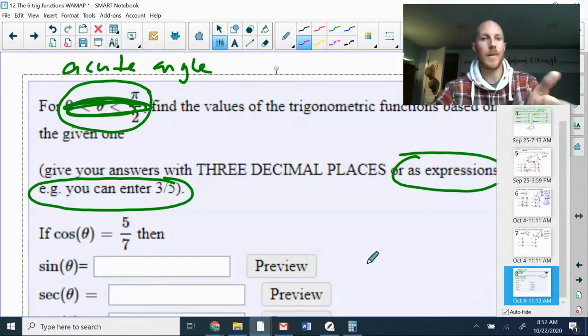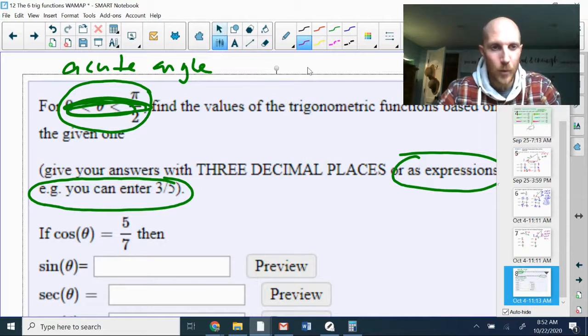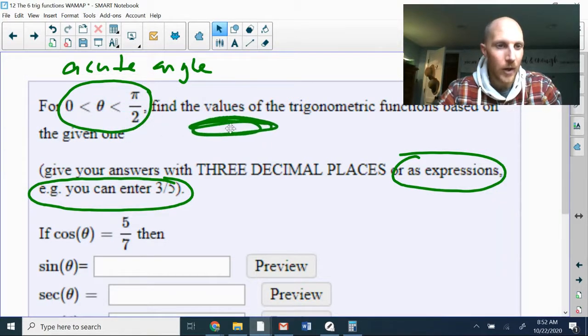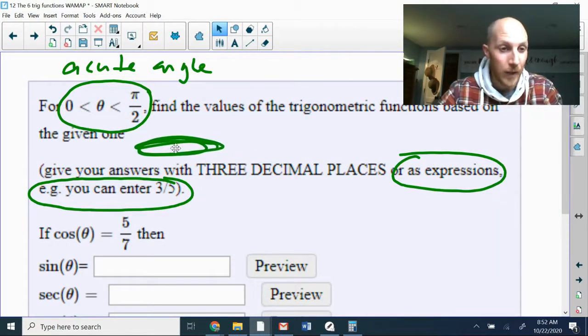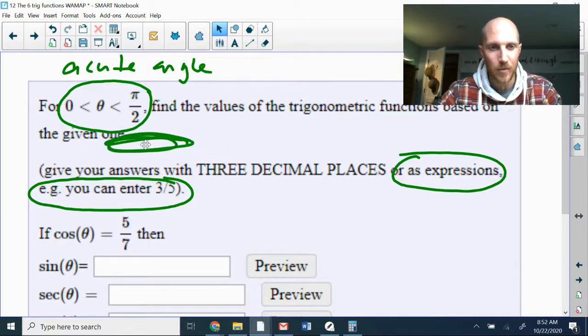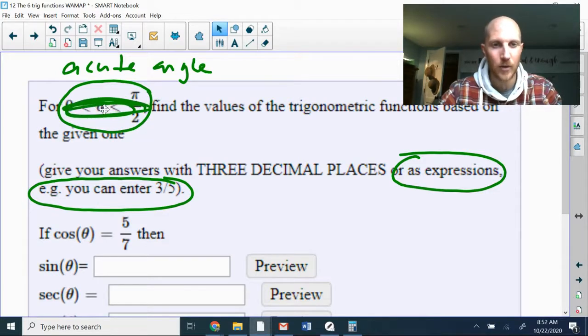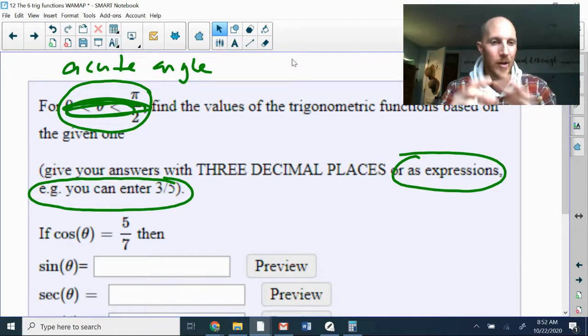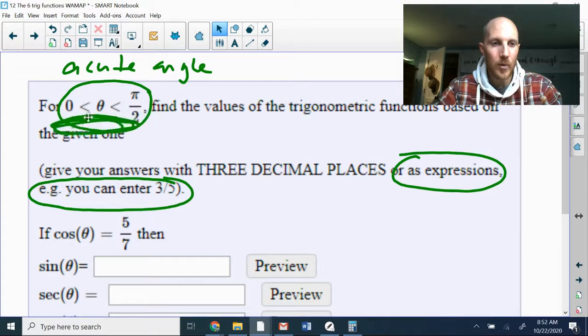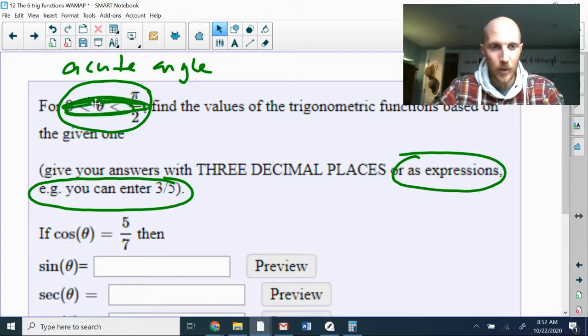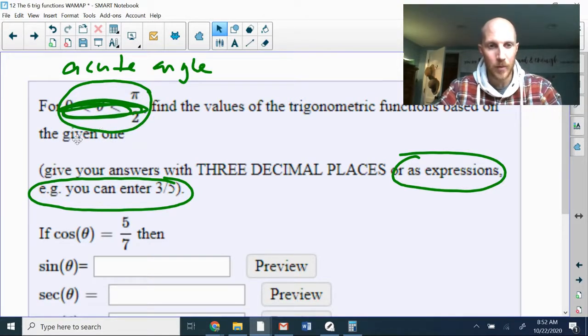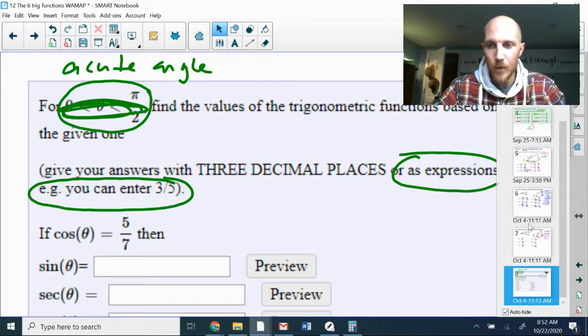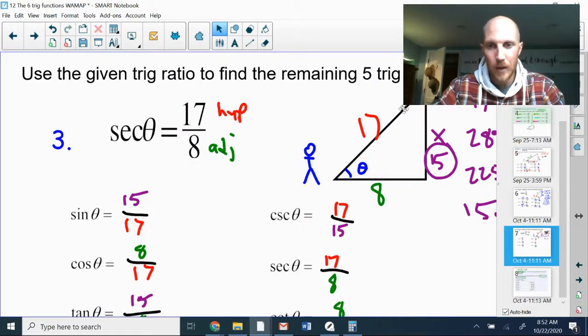Lastly, a word about directions on some of the WAMAP questions. The directions say for theta, for angles between 0 and pi over 2. We don't even know what the heck that means. It's stuff we haven't learned yet. So it means for acute angles, right? I'm just going to interpret anytime you see this gibberish. We will learn what this means later on, but anytime you see that gibberish in any of the WAMAP problems, it means acute angle. So you're going to draw your triangle just like we were doing on these examples.